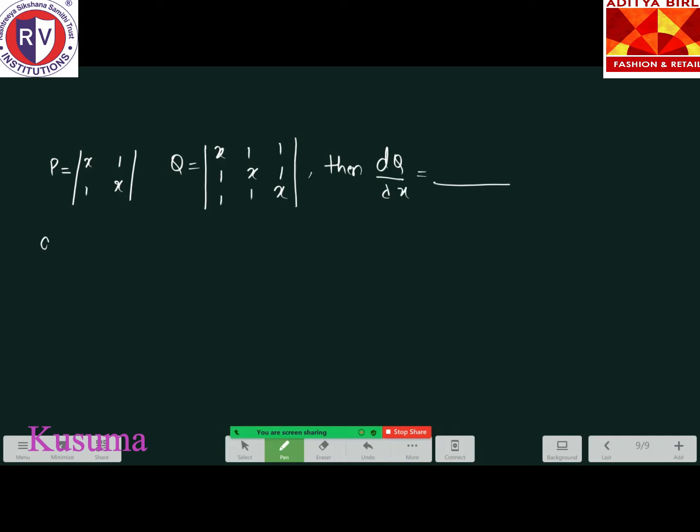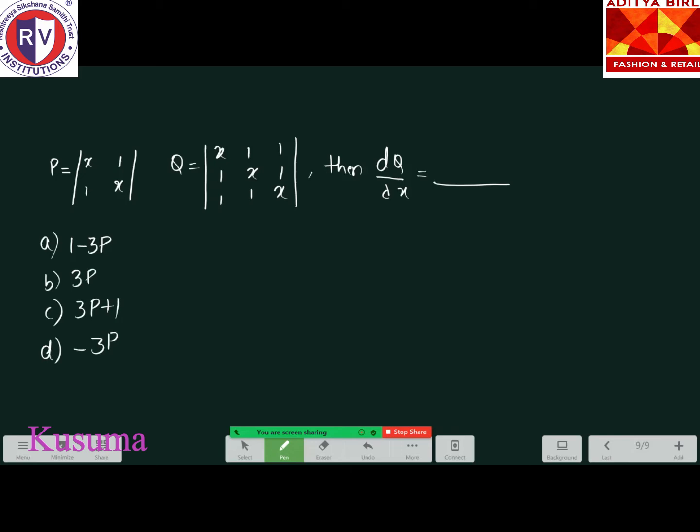The options given are, option A is 1 minus 3P. That is, you have to find out dq by dx and put the value in terms of P. Okay, so A is 1 minus 3P, B is 3P, C is 3P plus 1, option D is minus 3P.